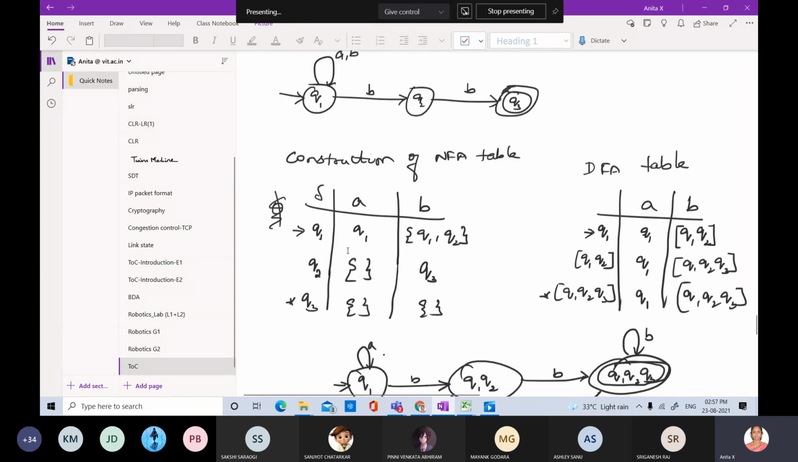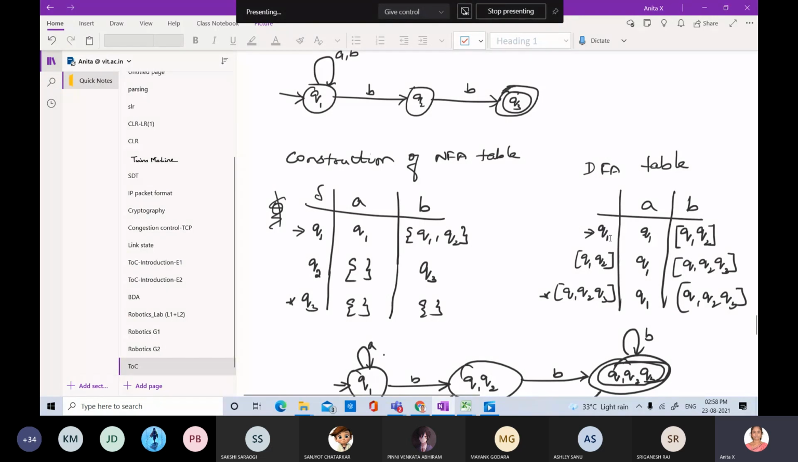As you are all aware, in the case of DFA, there is no possibility for a particular input symbol from a particular state to have a transition to multiple states. Here you can see from state Q1, for input symbol B, I'm having a transition to Q1 and Q2, which is not possible with respect to the DFA. So we have to proceed from the start state, and we are going to construct the DFA from this NFA transition table.